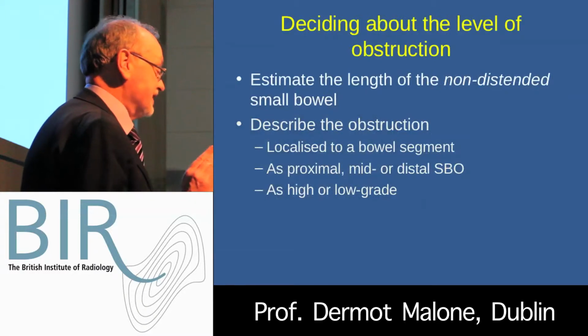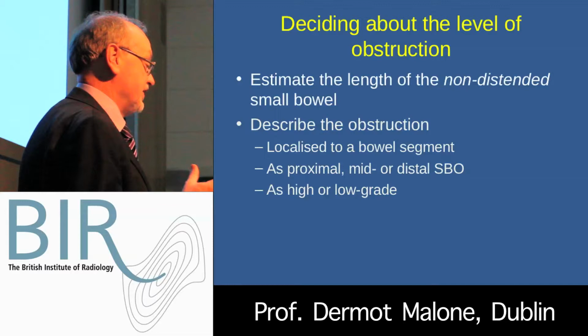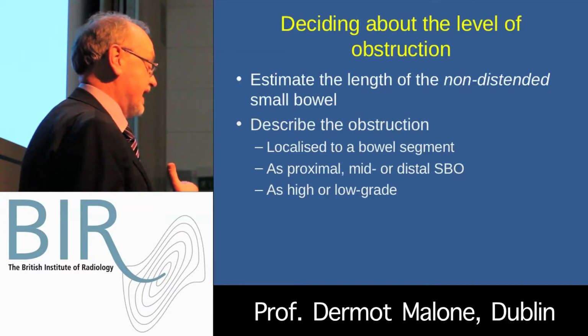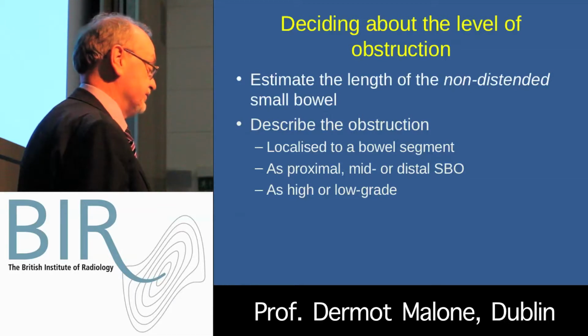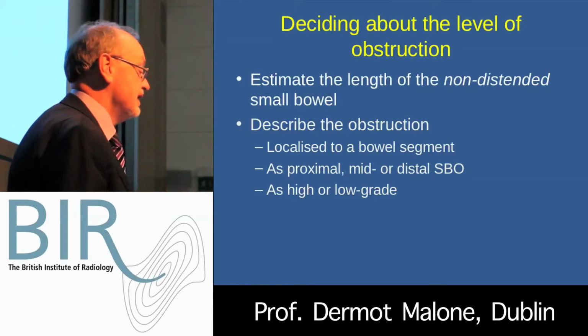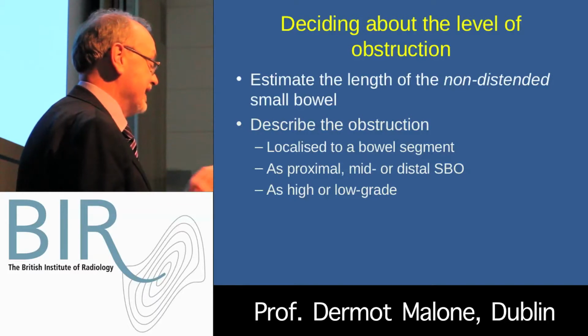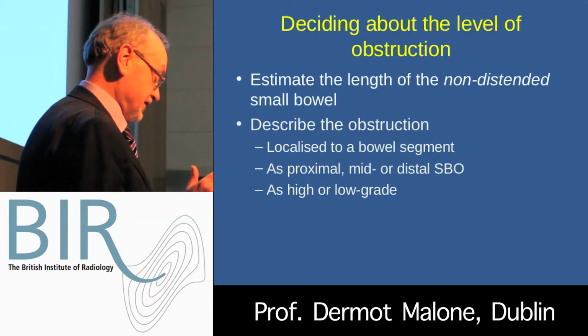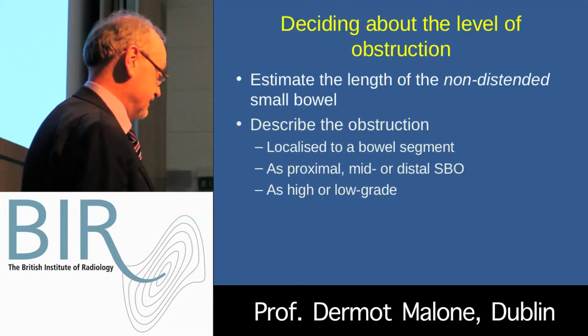When you have decided where the zone of transition is, you then estimate the length of the non-distended small bowel, and you can localize it as a mid-small bowel, proximal. If it's ileal, you can say it's a distal ileal, etc. So the key is start at the rectum, work back, establish the length of the non-distended small bowel, and then apply that to your frame of reference of 12 feet of ileum and about 8 feet of jejunum.